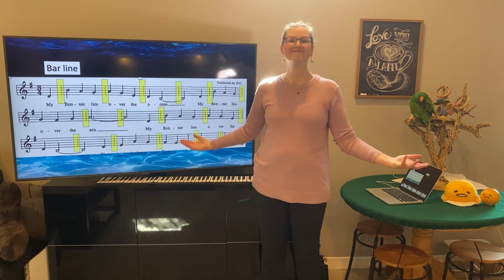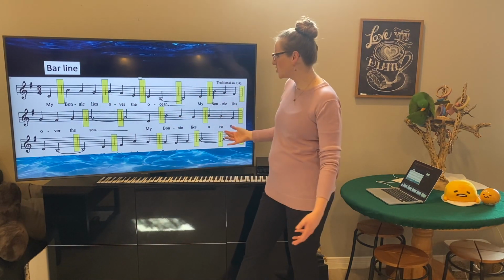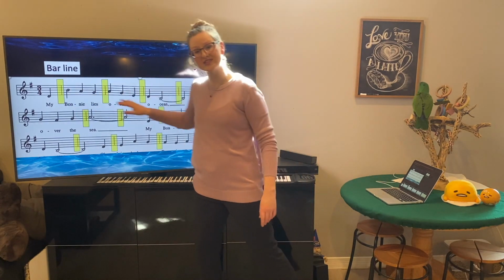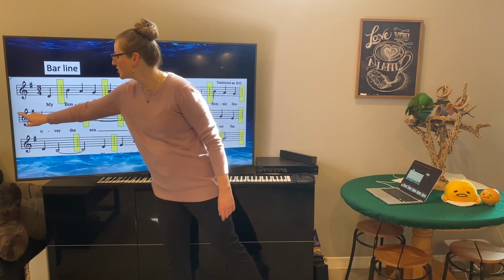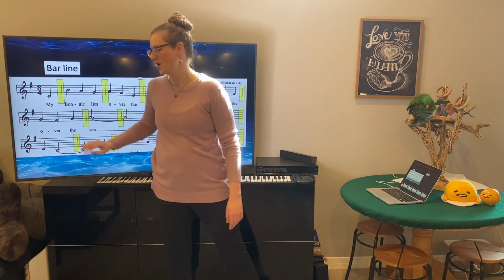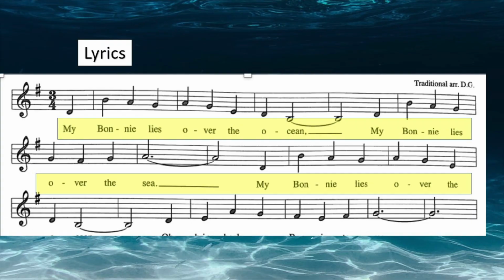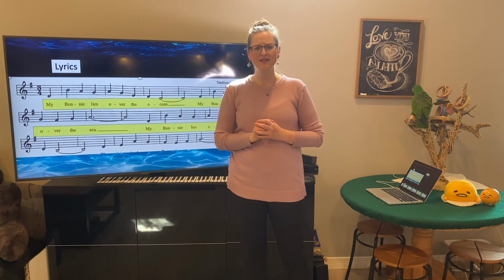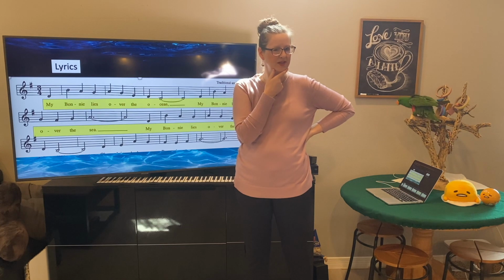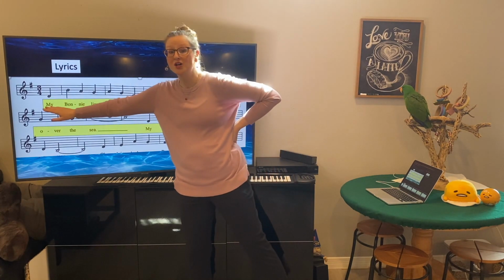Bar line. We got a bunch of bar lines. So I've highlighted all of them just so you understand that all of these are considered bar lines. At the end, but also right here. I didn't highlight those, but we also consider these bar lines as well. Lyrics. Lyrics are, can you remember from last week? Right, the words to our song.